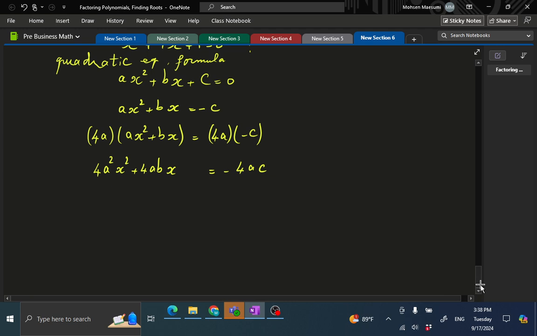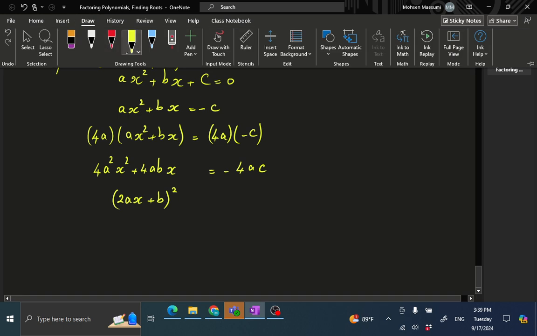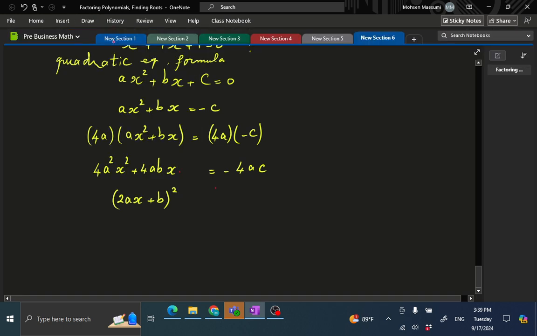Now I look at the left hand side and I say it reminds me of something. Reminds me of what? If I had 2ax plus b and I wanted to square it, I'll get the square of the first one, which is 4a squared x squared, twice the first and second, which is 4abx. But then I will also get a b squared, so I'm missing that. So I'm going to go ahead and add that to both sides. So I'm going to add b squared here and b squared there.